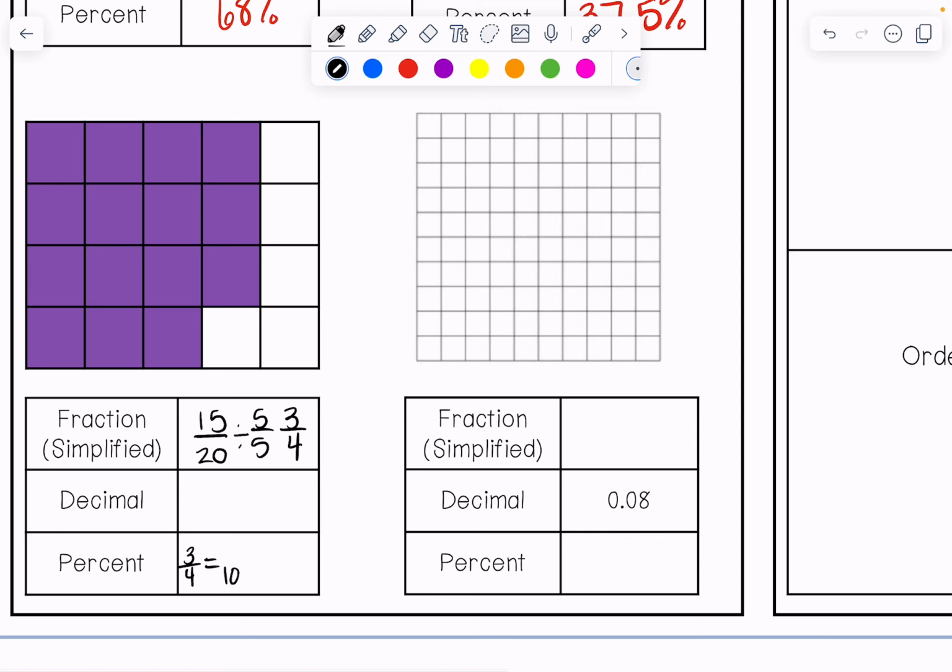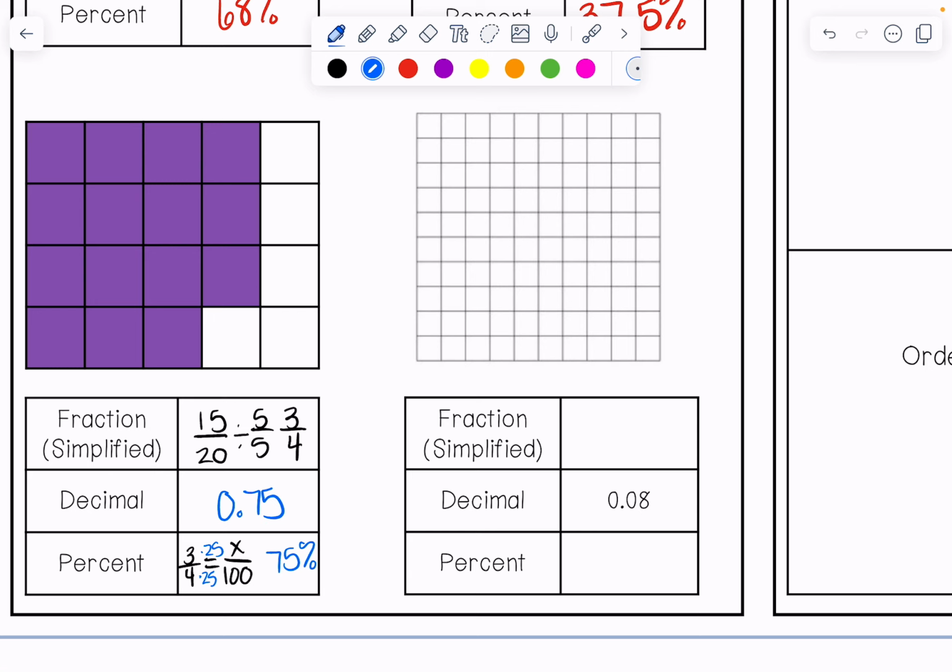So percent means per 100. So I'm trying to figure out 3 out of 4 would be equal to what out of 100. And then when we do that, 4 times 25 is going to give me 100. So 3 times 25 is going to give me 75%, which is going to equal 0.75.